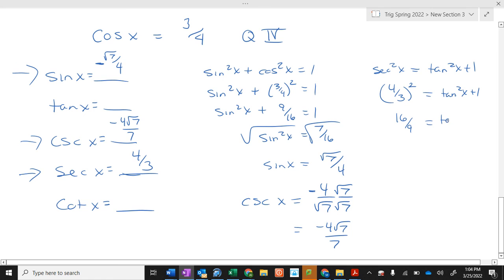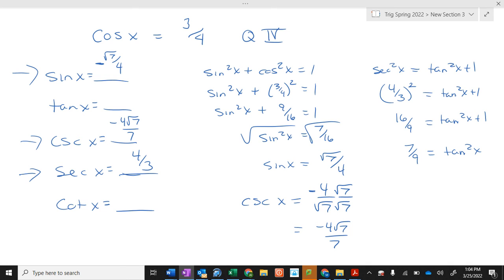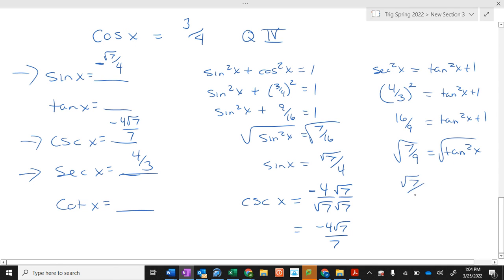16/9. If we subtract 1 from each side, then what do I get? 7/9. Come on, man. Because you're subtracting 9/9 from each side. Shanty, did you catch that? Okay. Now what do we do to each side? Square root. Square root of 7 over 3 equals tangent of x. So tangent of x is square root of 7 over 3. Is it positive or negative? Negative. Quadrant 4. Negative.